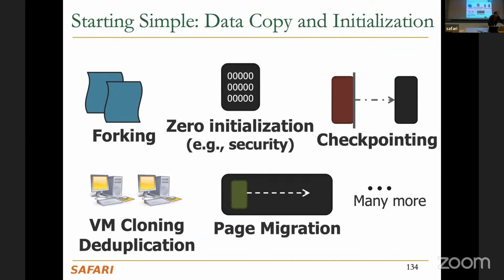The first application that we target here, or the first use case, is data copy and initialization. Why is that? First of all, because it's simple. Second, because it's used everywhere, right? You may find it in your own programs because you need to initialize one memory array full of zeros, for example, or because you want to copy from here to there. But then it also appears in many operations in the system, like the typical checkpointing, page migration, cloning, deduplication, etc.